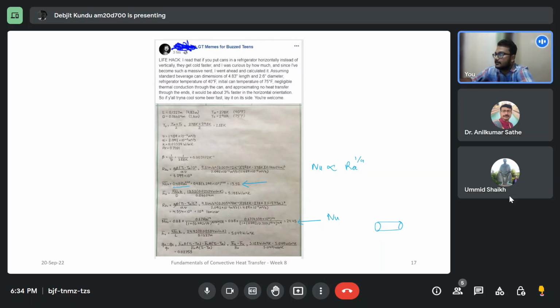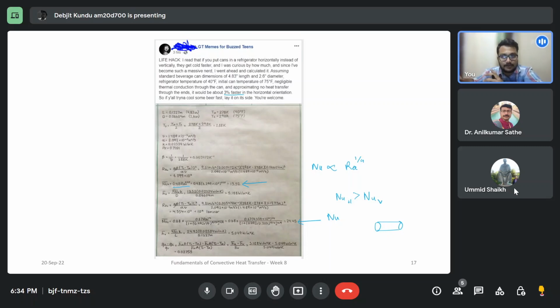And as a result, if we plug in the values in that complicated expression, we get a Rayleigh number which is much larger than what we get for the vertical orientation. As a result, the horizontal Nusselt number is not much greater, but at least it's greater by a little bit than the vertical one. This is a particular example being taken, and it was shown that it was 3% faster in the horizontal orientation. So this is the mathematical argument.